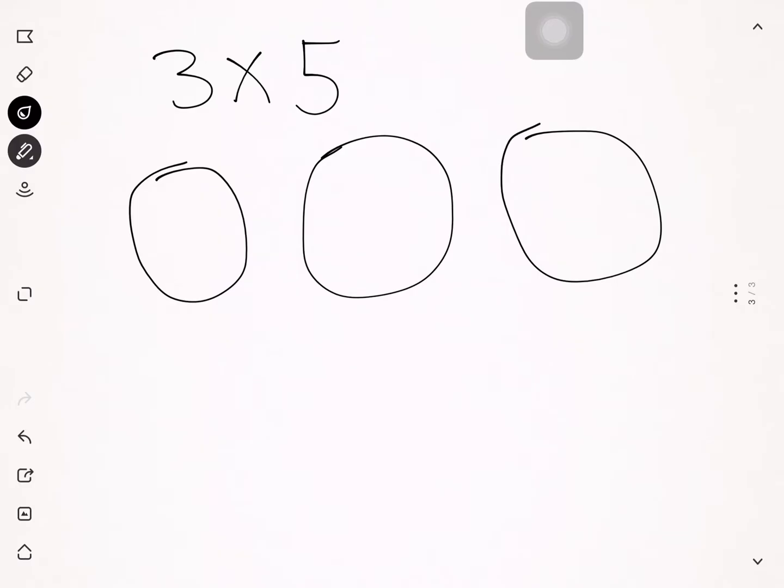Five, maybe 5 sticks. So 1, 2, 3, 4, 5. 1, 2, 3, 4, 5. 1, 2, 3, 4, 5. Simple. So from here if they count, they know it's 15.